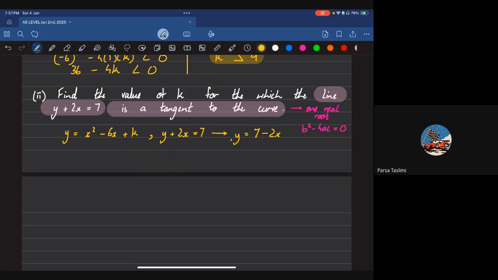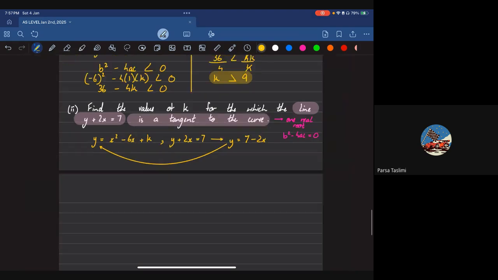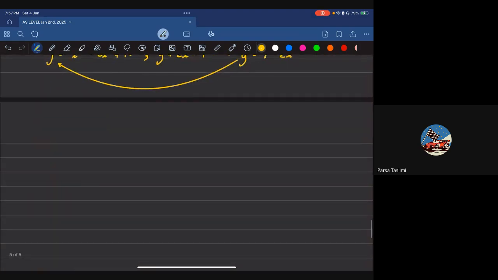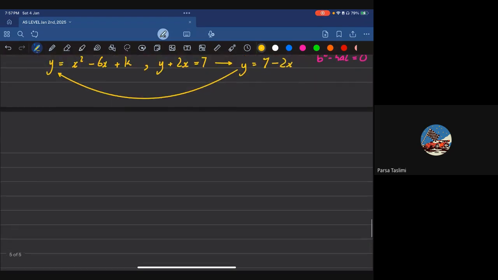And now I can put this entire equation into y. So what will that give me? It is going to give me 7 minus 2x is equal to x squared minus 6x plus k.